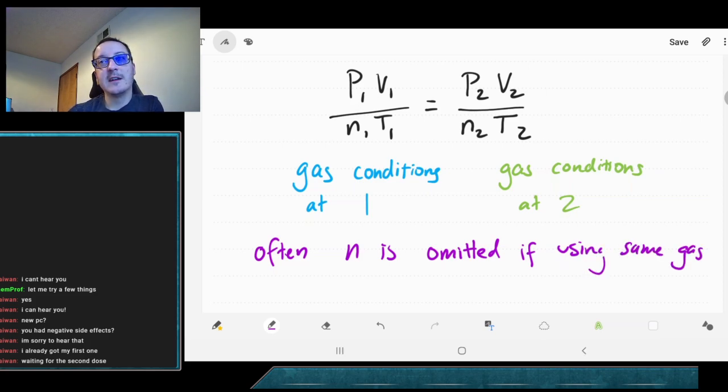Because it's typically not common to change the moles of gas. Typically you're taking the same quantity of gas and throwing it in a different container or heating it up or something, but you don't typically add gas to it. So very often people will omit N from this equation.